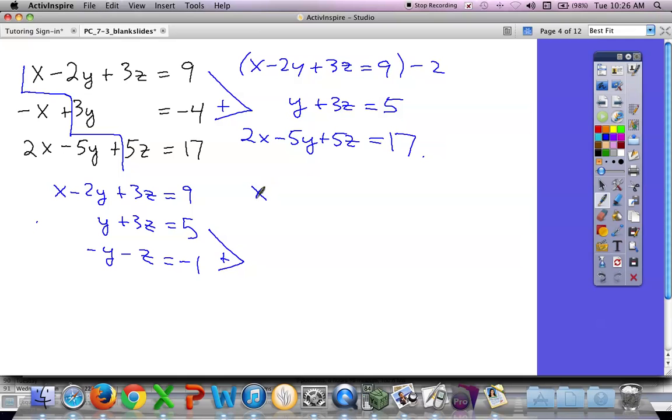So the first row doesn't change: x minus 2y plus 3z equals 9. The second row doesn't change: y plus 3z equals 5. And now the third row: y plus negative y cancel. 3z plus negative z is 2z. And 5 plus negative 1 is 4. So it's not quite what the first one said, only because it doesn't say z equals 2.